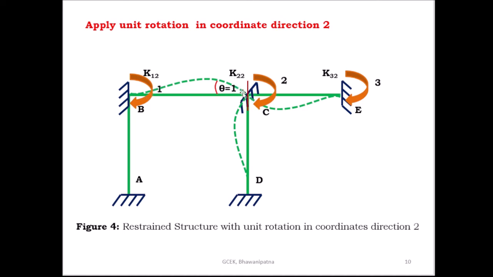And K22, find out from this span and from this span. The rotation takes place in these three spans. So from the span BC, K22 is equal to 4EI theta C by L plus 2EI theta B by L. And from the span CD, K22 is equal to 4EI theta C by L plus 2EI theta D by L. And from the span CE, K22 is equal to 4EI theta C by L plus 2EI theta E by L. Then K32, find out only from this span. So K32 is equal to 4EI theta E by L plus 2EI theta C by L.